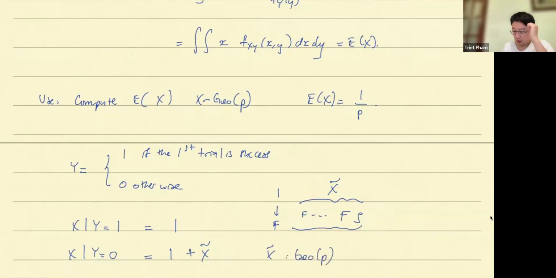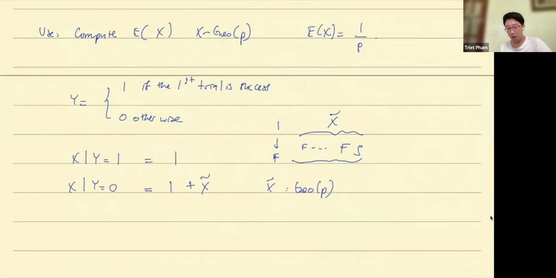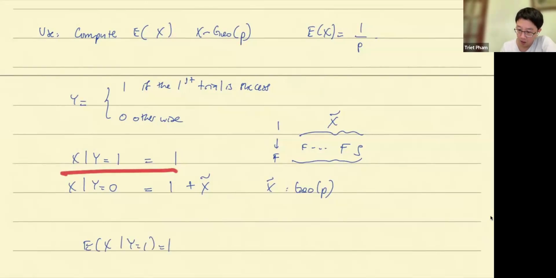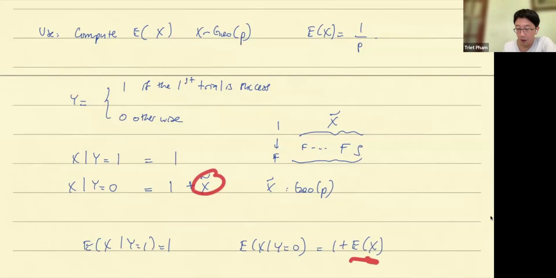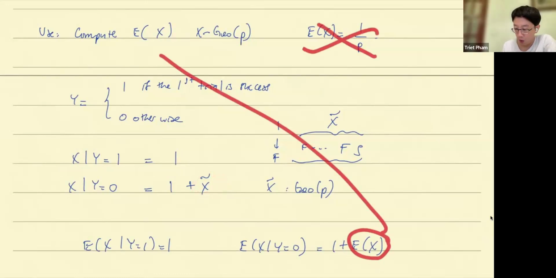All right. And so when you combine these together, you have something like this. The expectation of X conditional on Y equals 1 is 1. Okay, it's a constant. The expectation of X conditional on Y equals 0 is 1 plus the expectation of X, because X tilde and X are the same thing. And why do we leave it as the expectation of X? Because we're pretending that we do not know this, and we're trying to solve for it. So we just write the expectation of X here.